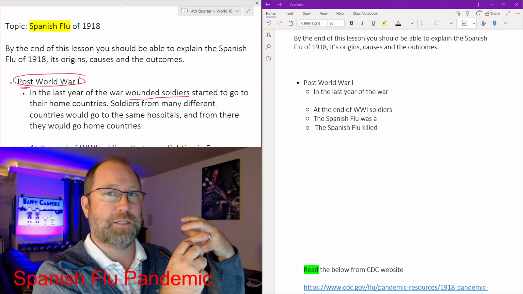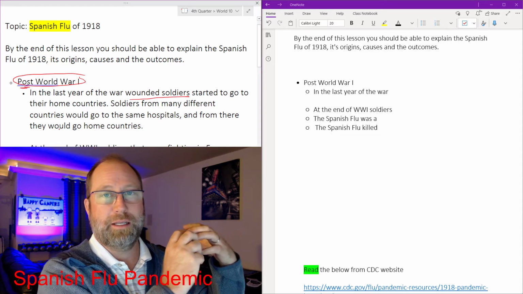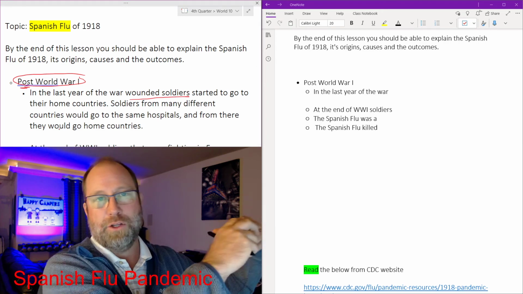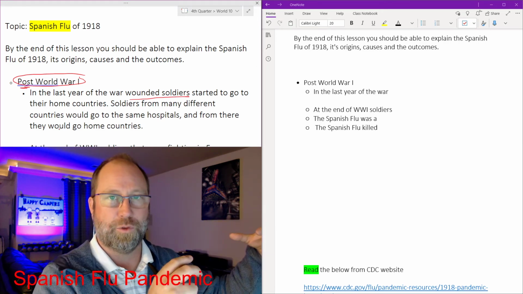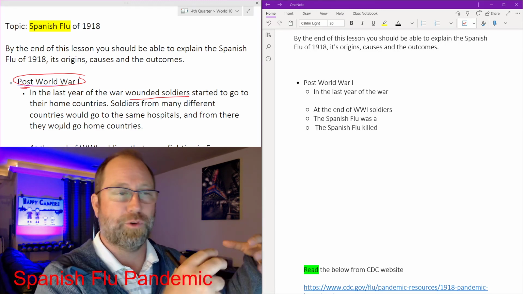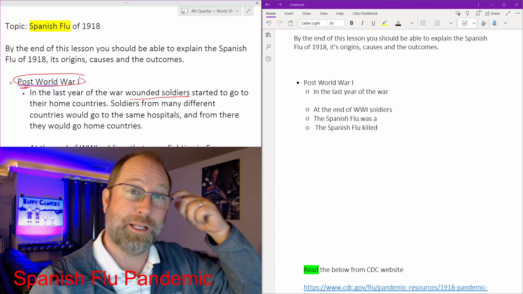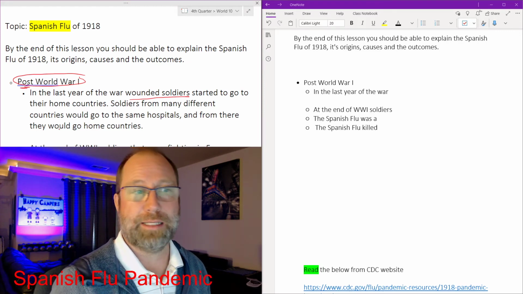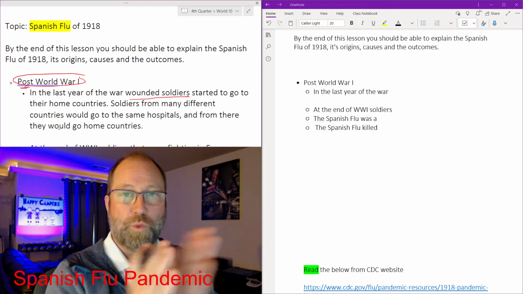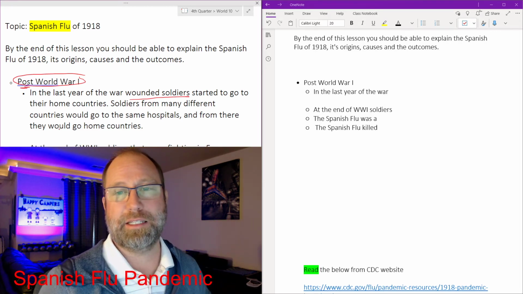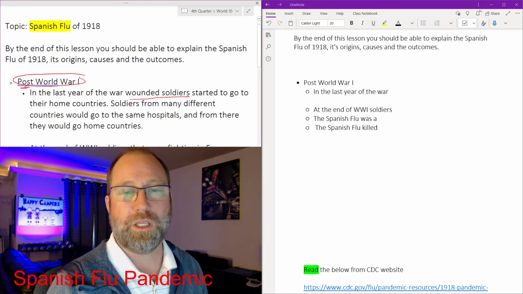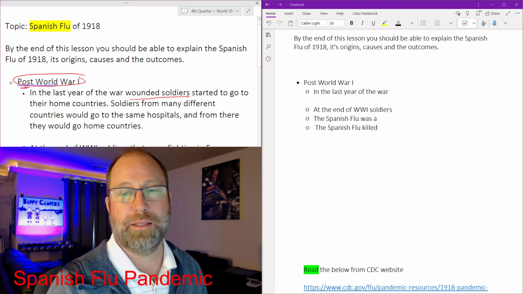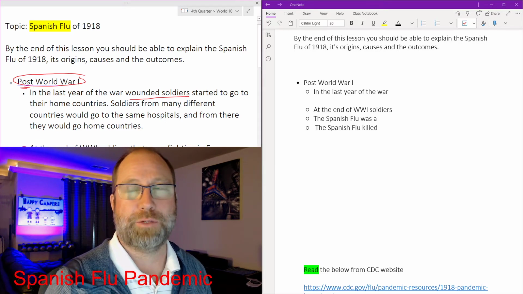You might have one hospital that has 2 or 3 different countries of soldiers, and right next door would be another hospital with 2 or 3 countries, and the nurses would go back and forth. The doctors would go back and forth. The cooks would go back and forth. So diseases would spread really easily in the hospitals. If you look at a lot of the pictures from that time period, the beds in the hospital are side by side, and diseases could spread very, very quickly. By the end of World War I, the soldiers were fighting in Europe, and they started to spread the flu worldwide. That's what really caused it to go worldwide.